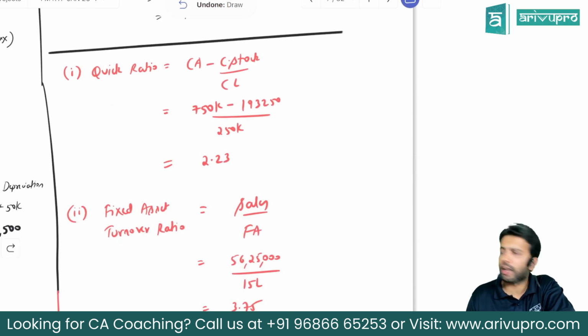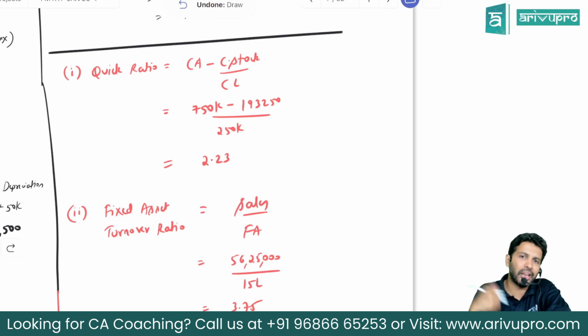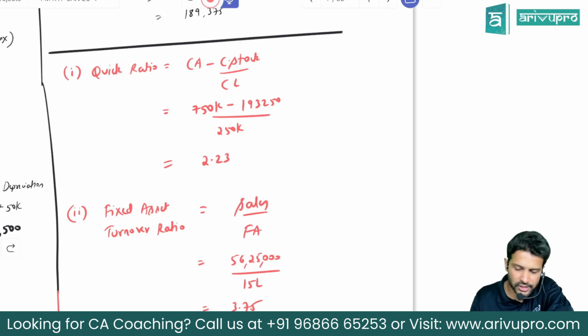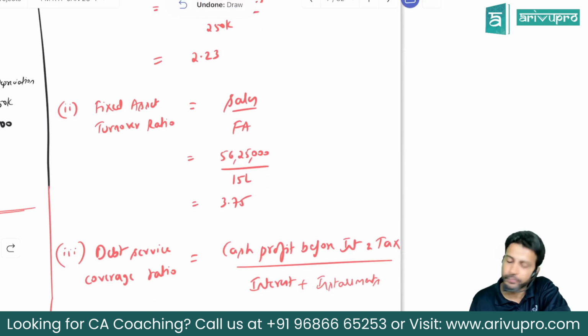Next, fixed asset turnover ratio. How do you get fixed asset turnover ratio? Sales divided by fixed assets. No average information is available, hence we'll take the total fixed assets. Sales also we know, fixed asset also we know. Gets you your turnover ratio straightforwardly.